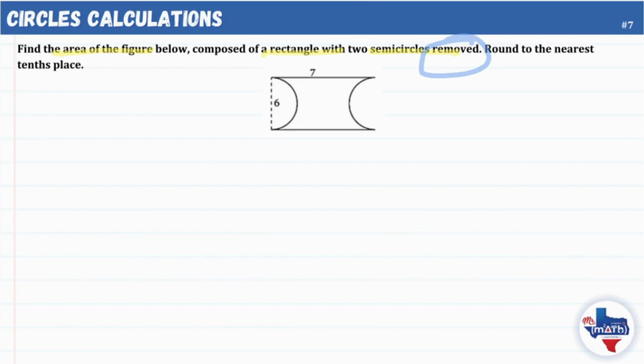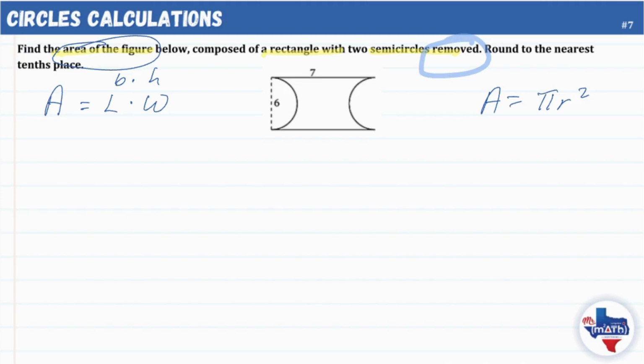Find the area. Okay, well, in order to find the area, we've got some different figures that we need to look at here. Well, the area of a rectangle is simply base times height or length times width, whichever you prefer. And then we also have some circles. Well, the area of a circle is pi times the radius squared.